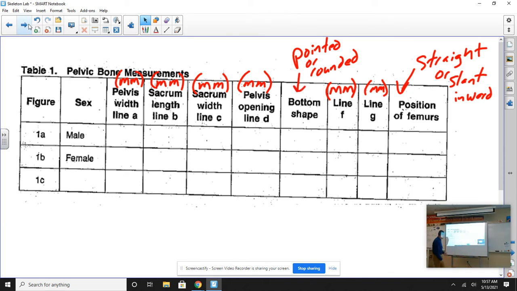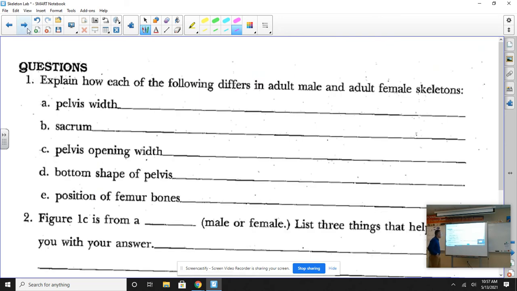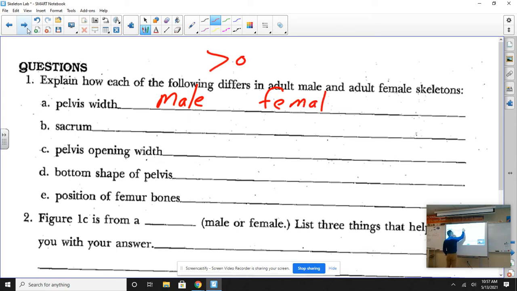The last column is the unknown column. You will need to do all of these measurements, and then finally, you'll have to determine if that's a male or a female. For the questions on the next page, a lot of these you can just write greater than or less than. For example, the pelvis width, male, female. Which one is bigger? So either write greater than or less than. Most of these can be answered in that way.